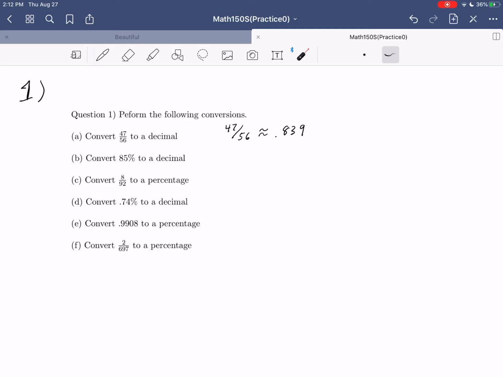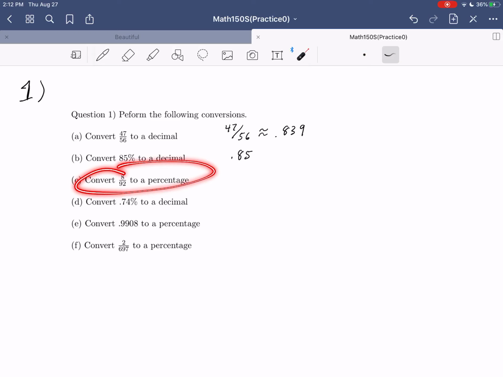All right, let's look at B here, converting 85% to a decimal. Remember that the trick for converting from percentage to decimal is to move the decimal place 2 places to the left. So the decimal place here would be implicitly at the end because it's 85%. If we move it 2 places to the left, we should get 0.85. So 85% as a decimal is 0.85.